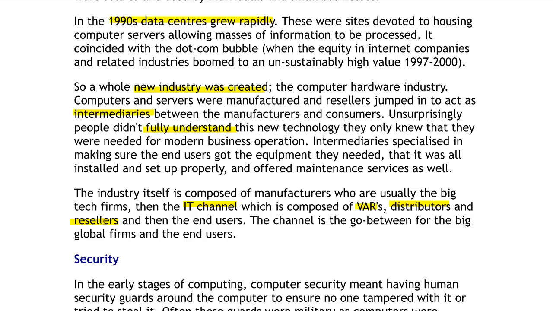Distributors are exactly what they sound like. They get the product and they simply sell it on and they don't really change the product at all. They're also known as resellers.